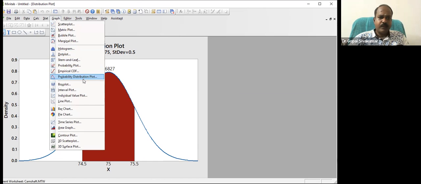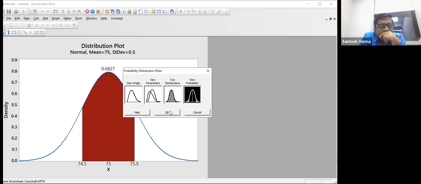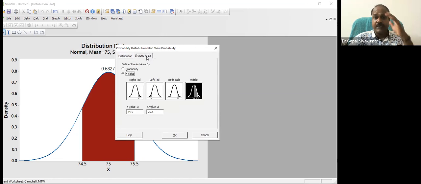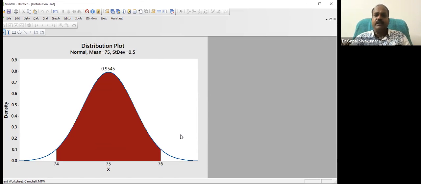Now let me expand. Go to graph. Go to probability distribution plot. Do probability. Same mean and standard deviation. Shaded area. I want to know both limits. Instead of 74.5, I say 74. Instead of 75.5, I say 76. Now the percentage of the area between the points is expected to increase. All of you agree with me? Because I expanded. So 68.27 will now increase to 95, 95.44. 95.45% of the camshaft my company is manufacturing will definitely have dimension between 74 and 76.